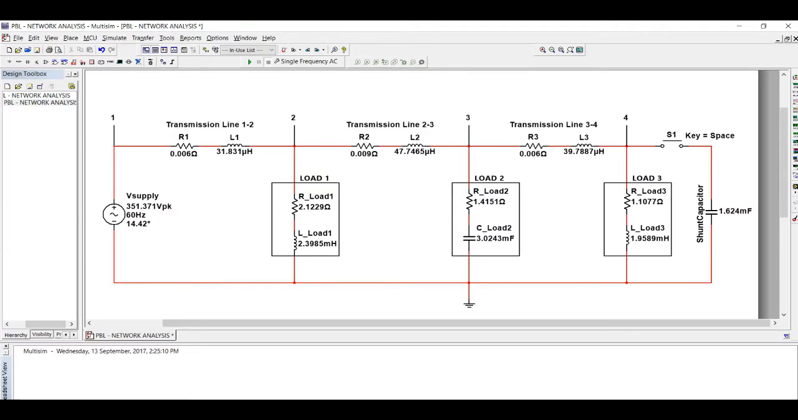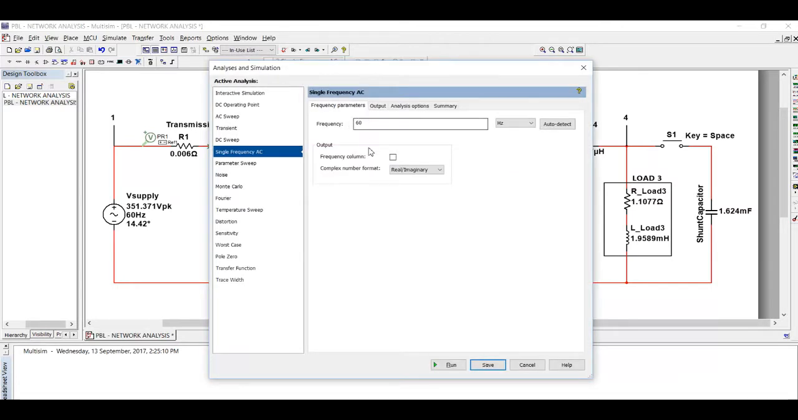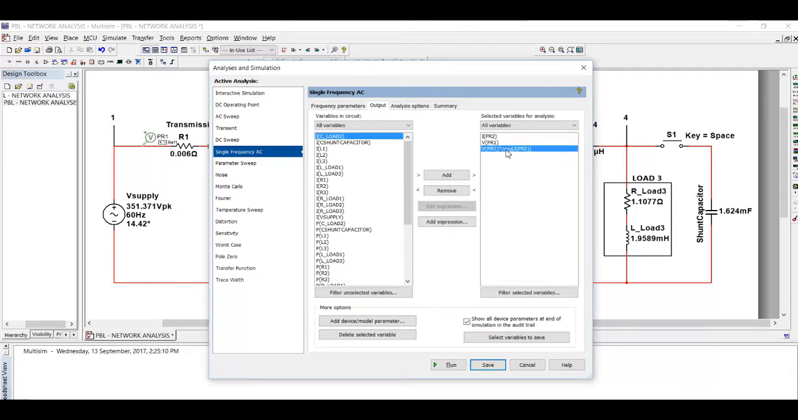Measuring real and reactive power at transmission lines. First of all, to measure real and reactive power at transmission line 1 to 2, we use probes. For voltage, we use a differential voltage probe, and we place it here, and the reference we place here. And for current, we use a current probe and place it here in the middle, and we use single frequency AC analysis, and the frequency is 60 Hz, and the complex number format is real and imaginary.